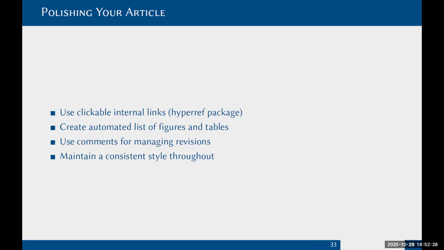I already showed you guys. Create automated lists for figures and tables. Use comments for managing revisions. If you get revisions, then you can improve your articles, which is very important. You get suggestions from the experts, and then you can improve your articles based on the revisions. So maintain a consistent style throughout. The style should be consistent throughout.